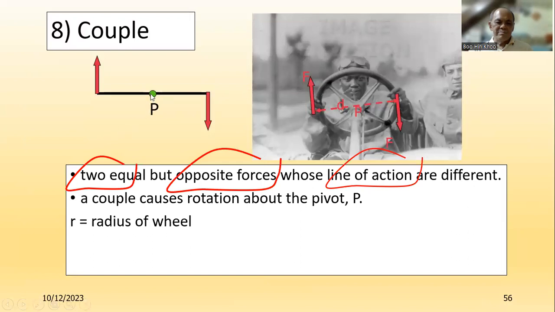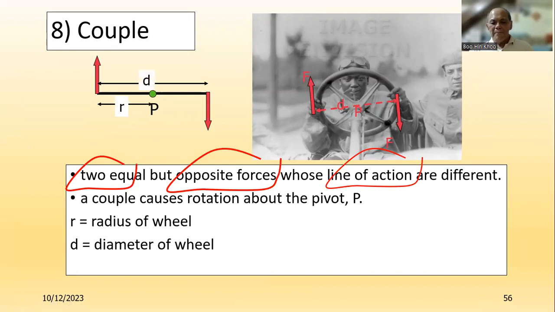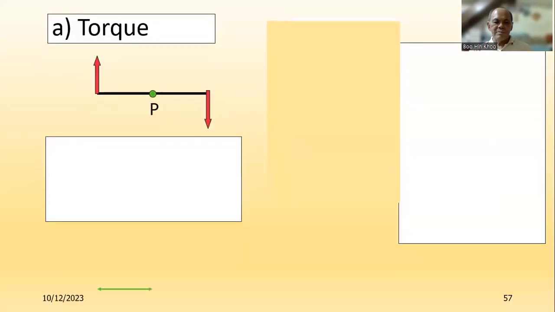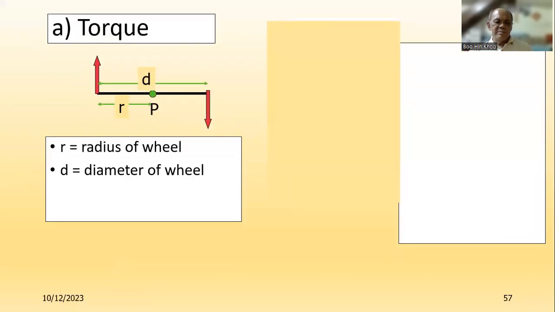R is the radius of the wheel, or D is the diameter of the wheel. F is the force. The two forces are equal. That's your radius of the wheel. That's the diameter of the wheel. F is the force.